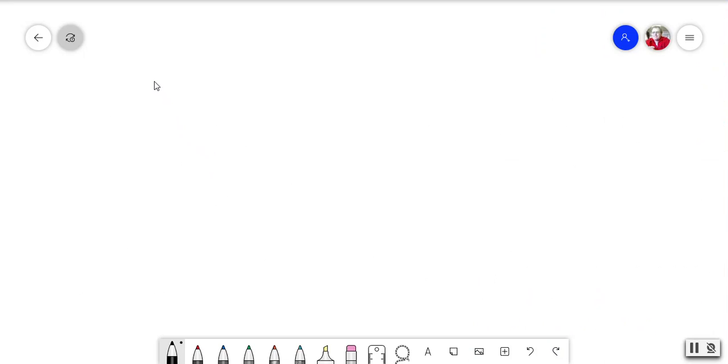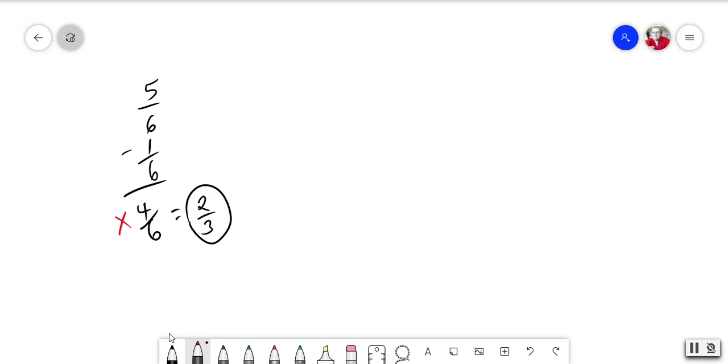Subtraction is the same thing. 5/6 minus 1/6 is just 4/6, but 4/6 is not in lowest terms. 2 goes into 4 twice. It goes into 6 3 times. So that would not be right. You'd lose points. This is correct. That's fully correct. Likewise, if you had 4 over 8 minus 1 over, well, that's a bad example. That would give you 0.